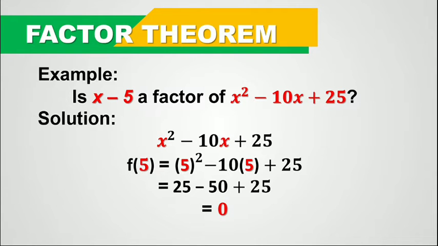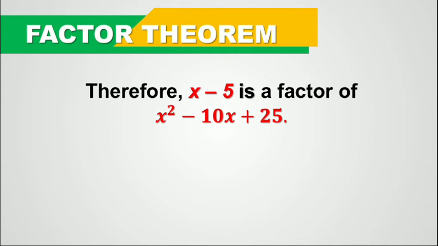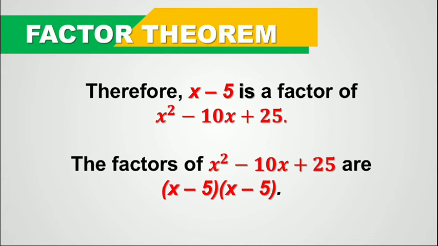Since f of 5 is equal to 0, therefore x minus 5 is a factor of x squared minus 10x plus 25. So the factors of x squared minus 10x plus 25 are x minus 5 and x minus 5. If we multiply x minus 5 times x minus 5, we arrive at the polynomial x squared minus 10x plus 25. This simply shows that x minus 5 is a factor of this polynomial.